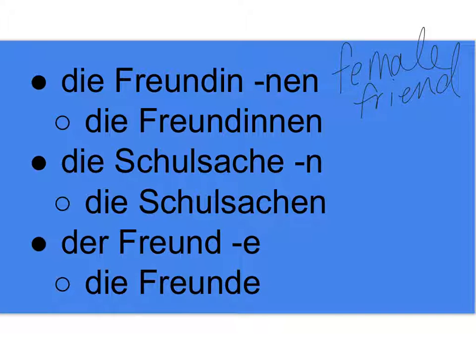Okay. And what does that dash N-E-N mean? Plural. Good. So that's how you make a plural. And when you are making something plural, what does that der, die, or das word change to? Die. So it looks like die, but it's pronounced die. Okay? Okay, so the plural, everybody try. Die Freundinnen. Okay.